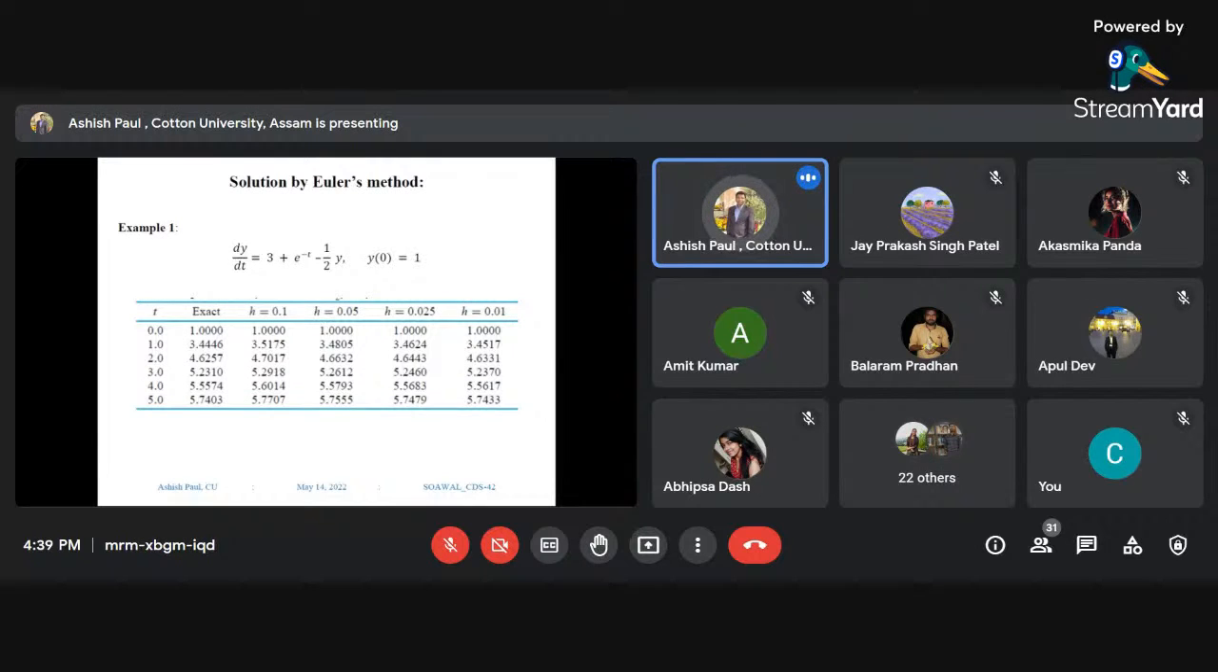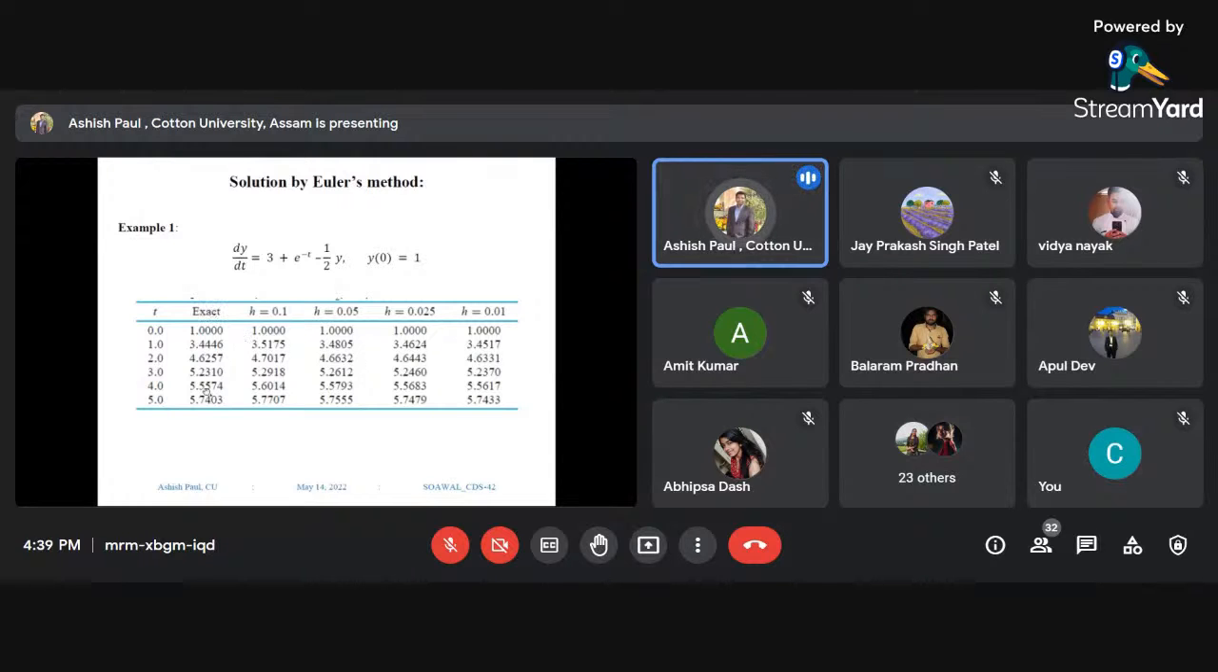Now by this method, if we solve a differential equation, this is the differential equation that we have solved, and this is the initial condition. This equation can also be solved analytically, so these are the exact solutions for this equation. And these are the solutions at different step sizes. This is known as step size. h is equal to 0.1, 0.05, 0.025, and so on, so decreasing values of h.